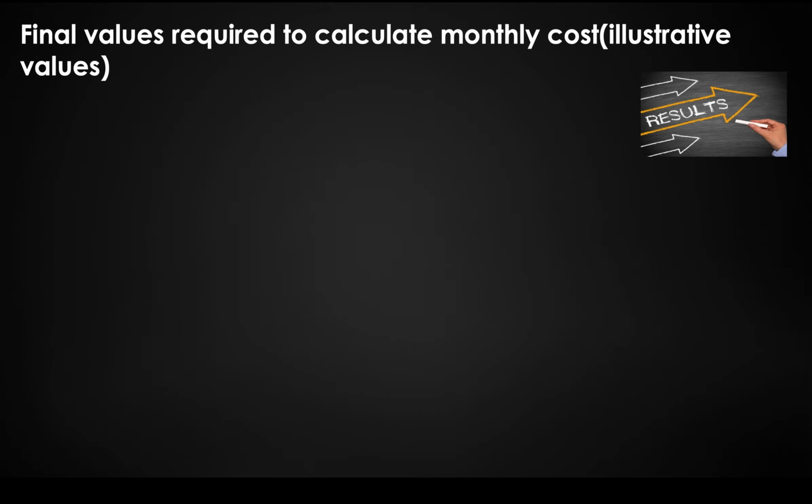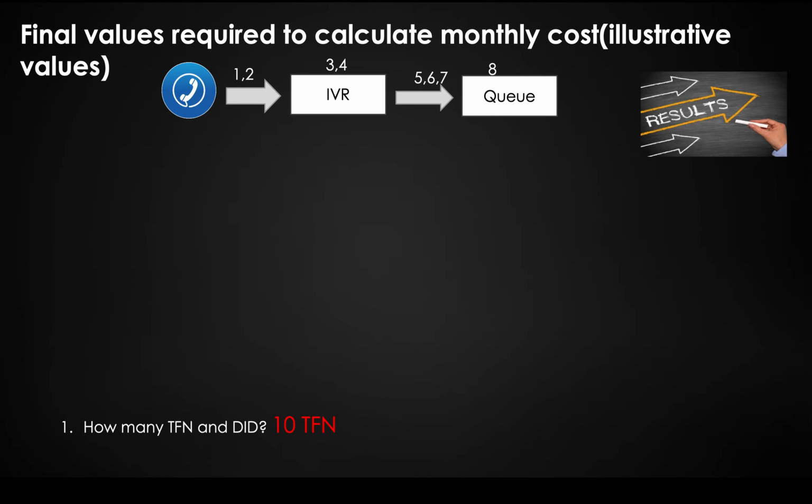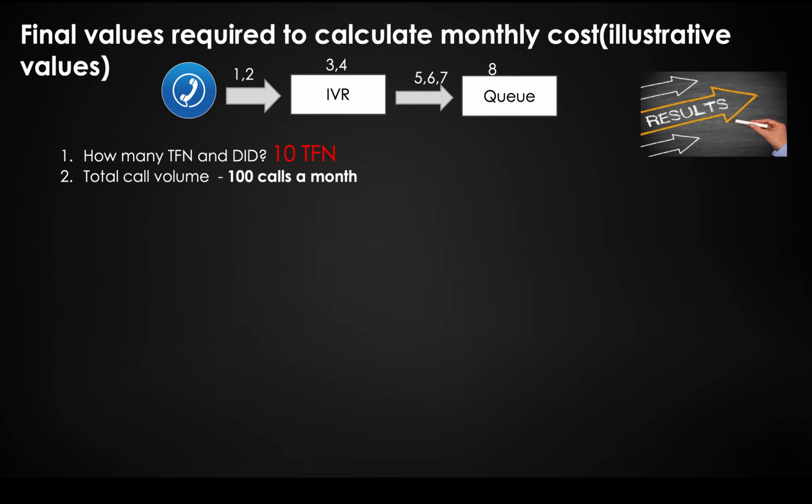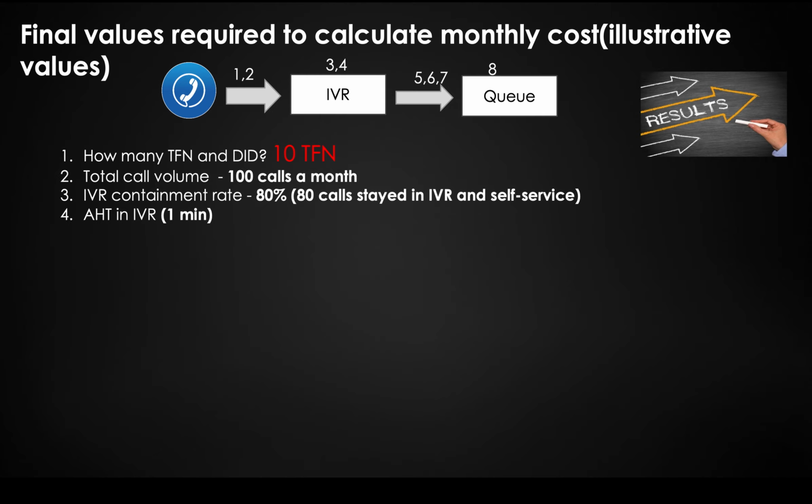So basically what you do is think about, and this is just an illustration, right? Based on my first step, I identify I have 10 TFNs. Then what I did is I said, okay, assuming I have 100 calls a month and my IVR containment is 80%, that would mean that 80 calls stay in IVR and do self-service and hang up. And it takes on an average 1 minute to do the self-service in IVR.